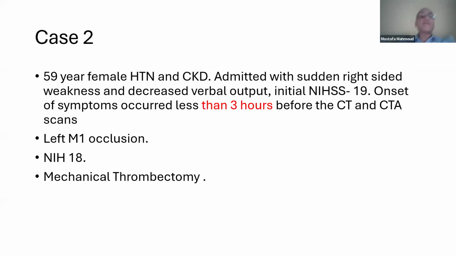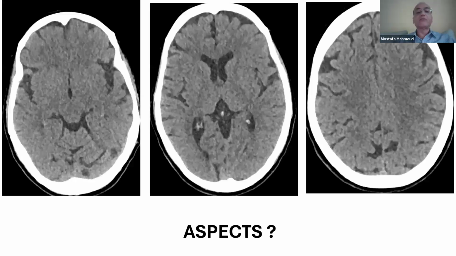Case number 2, a 59-year-old lady, hypertensive, diabetic. She presented in the first 3 hours, less than 3 hours. Upon arrival, there was a documented left M1 occlusion, very high NIHSS of 18, so we proceeded for mechanical thrombectomy. Here is a non-contrast CT. What about the ASPECTS score? ASPECTS score is good. It is not very low. I will give this ASPECTS score maybe 7 or 8. It is very subjective as well.